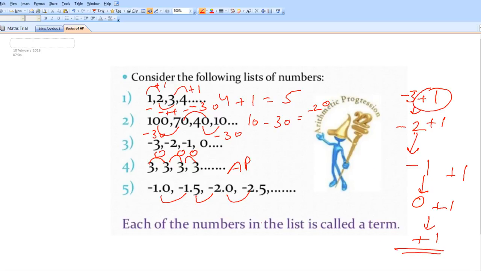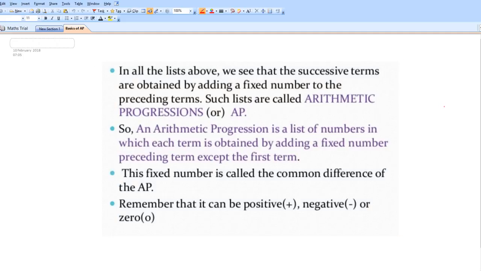Is this clear? So this tells me the basic definition or basic function of an AP series. In all the lists above, we see that successive terms are obtained by adding a fixed number to the preceding term. This type of list, this type of series, this type of pattern is known as an arithmetic progression, or AP.